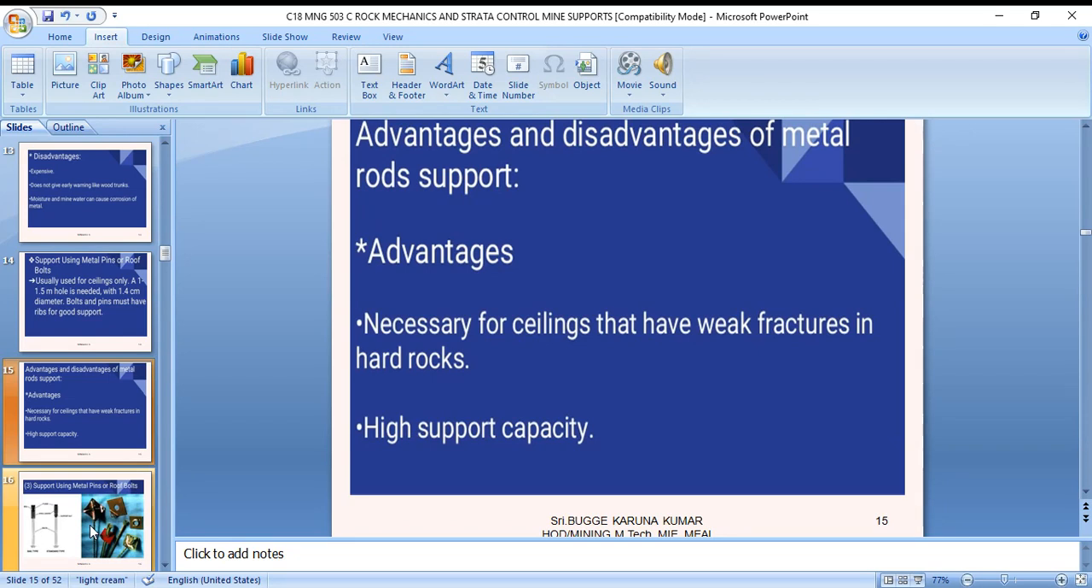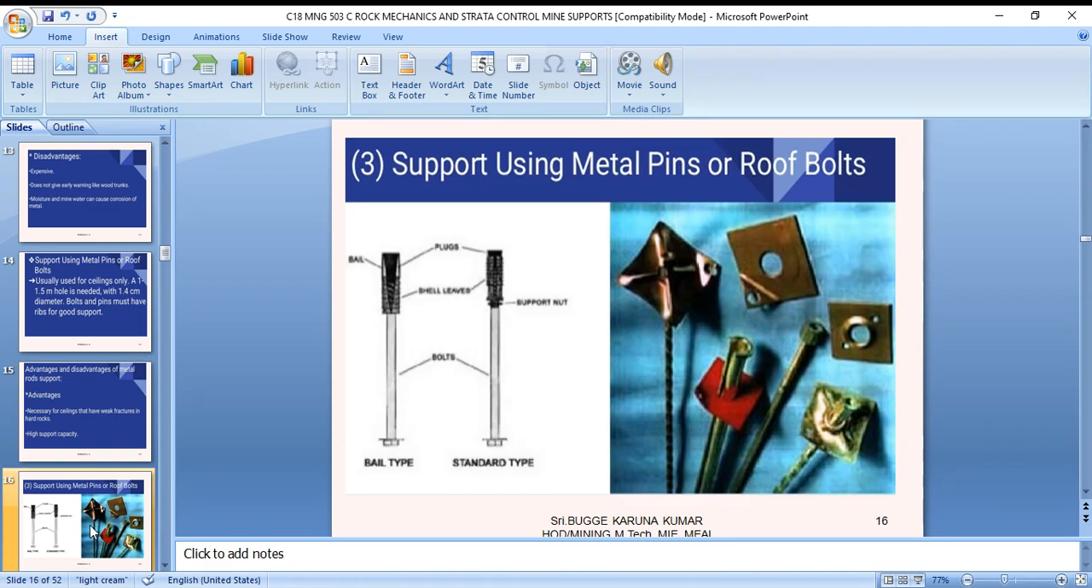Necessary for a ceiling that has weak fractures in hard rock, high support capacity. Supports using metal pins or roof bolts. These are the roof bolts, ball type and standard types. These different roof bolts are used for iron-based supports. Most mines use this because maneuverability and movement of vehicles is possible. So this is a new invention as far as roof bolting is concerned.